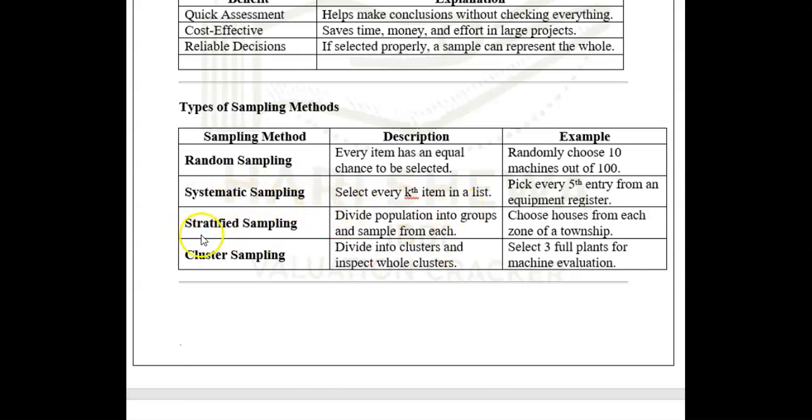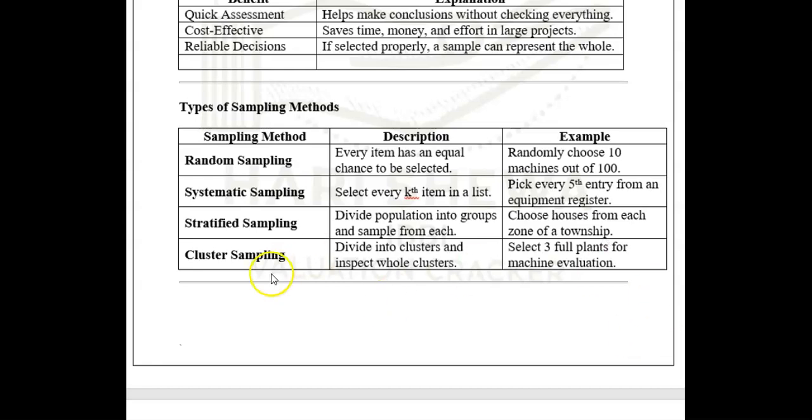Third one is stratified sampling. Divide the population into groups and sample from each. Choose houses from each zone of a township. There is a township, and in the township there are, say, 10 different zones. Then you go to each zone and select one sample from it. That is called stratified sampling.